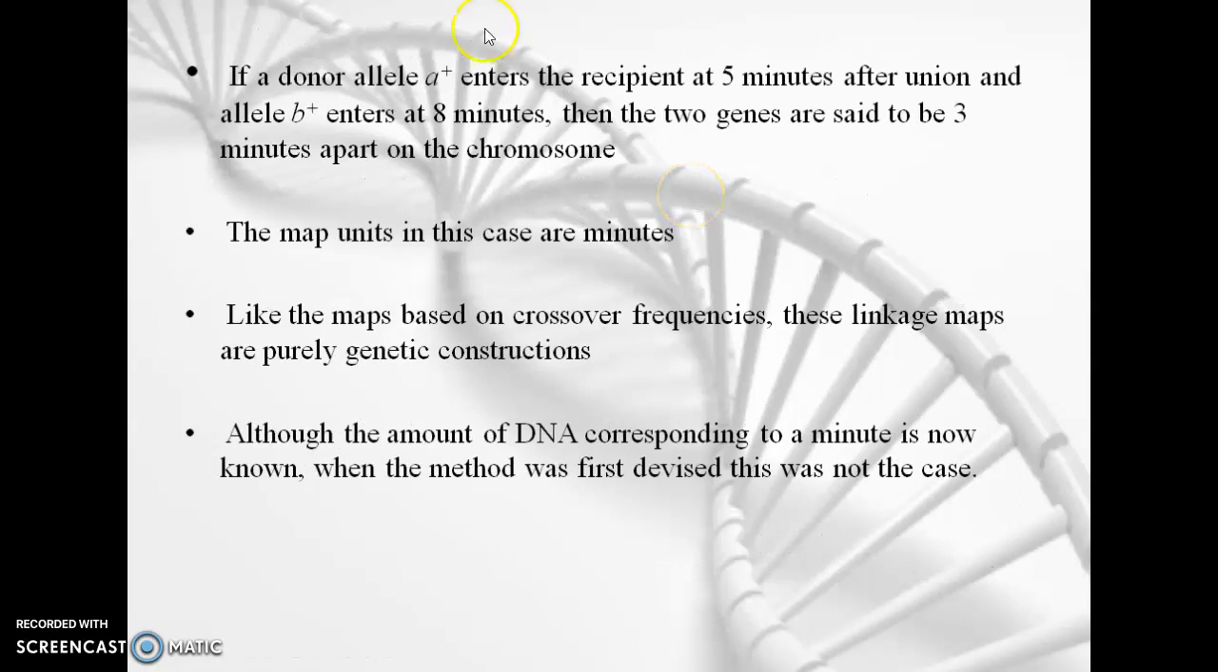Okay, so if a donor allele A plus enters the recipient at 5 minutes, if we interrupt the conjugation at 5 minutes and check the F- cells for the donor alleles, we see that A plus has entered the recipient cell. And similarly, after 8 minutes, when we check the F- cells, we see that B plus allele has also entered the cell. So this means that these two genes, that is A plus and B plus, are 3 minutes apart on the chromosome. And here the map units or the distance units are in minutes.